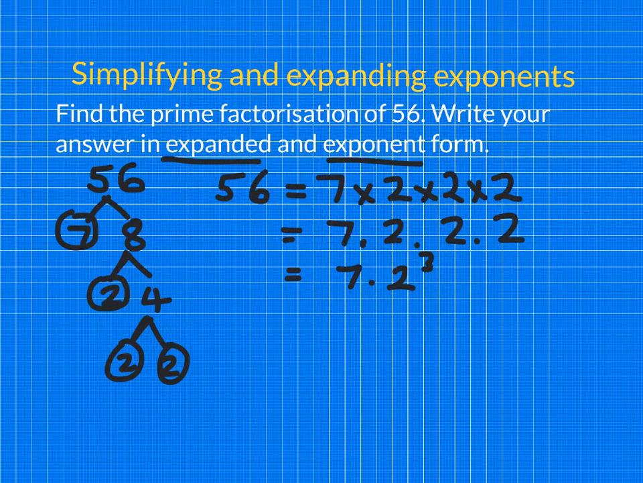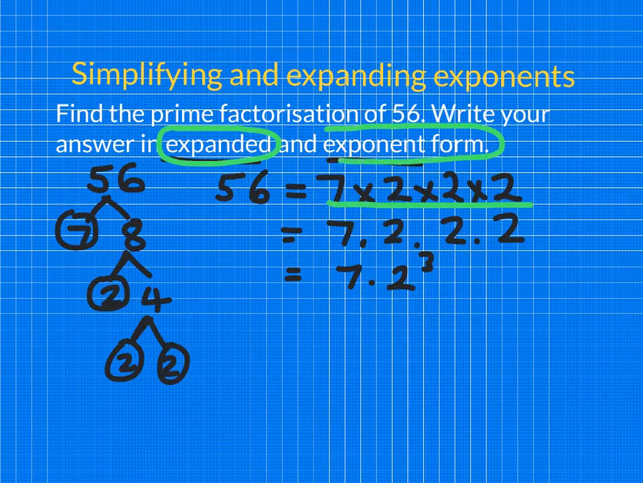Now, in terms of the question, the expanded form is this: 7 times 2 times 2 times 2. And the exponent form is a kind of shorthand. We can just say 7 times 2 to the power of 3.